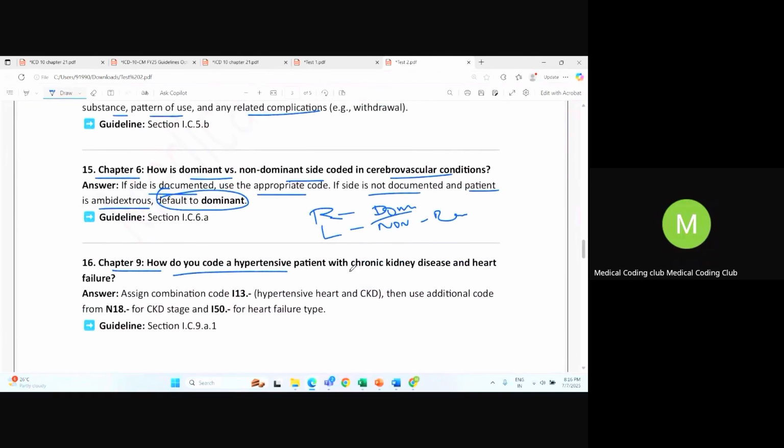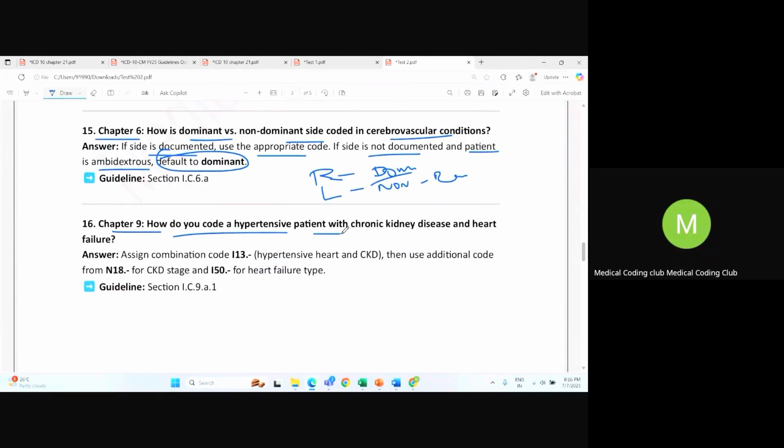Chapter 9, how do you code a hypertensive patient with chronic kidney disease and heart failure? Combination code, ma'am. How many codes will it become? Three codes will be there, ma'am. I13, hypertensive heart disease and CKD, then the heart failure code, and the stage of the kidney disease, CKD. Correct.